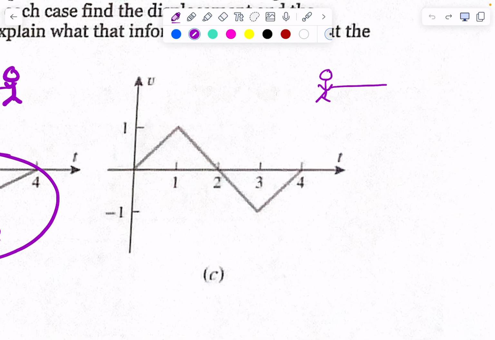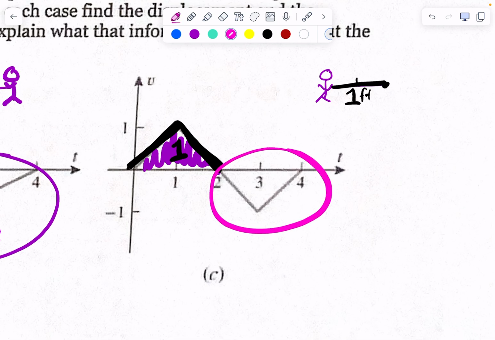How far have we gone to the right? 2 seconds. But what's the area under here? 1. That's going to have an area of 1. So I have gone 1, let's call it feet. I've gone 1 foot to the right, right? And again, I'm speeding up and then I'm slowing down. Speeding up, slowing down, speeding up, slowing down. That's why we have going up and then down. Then this bottom half right here has an area also of 1, right?